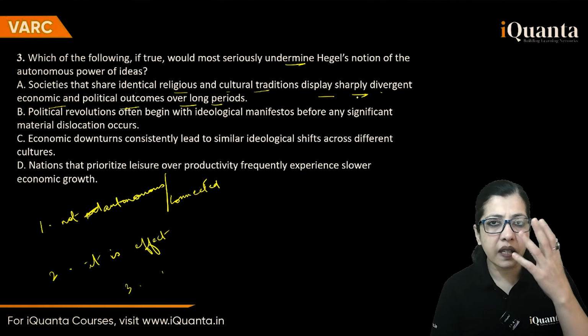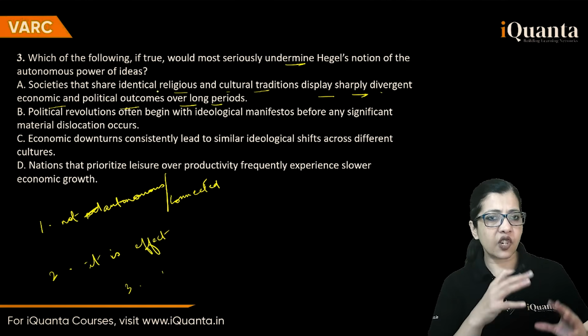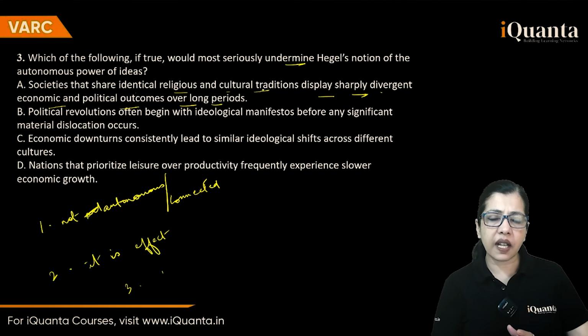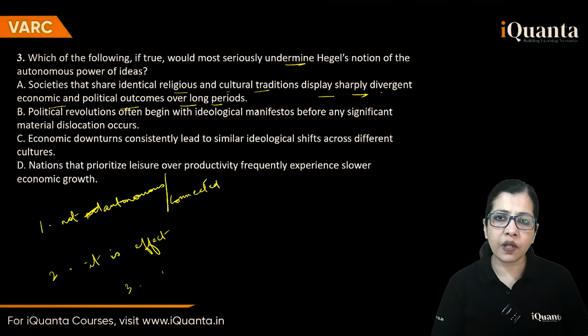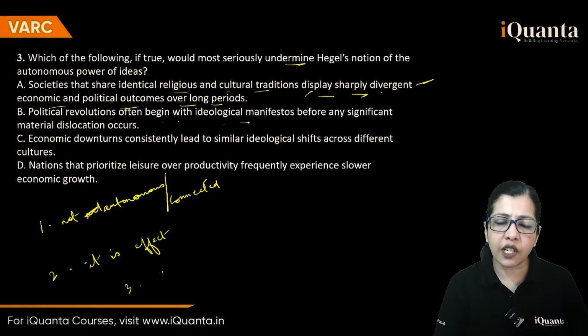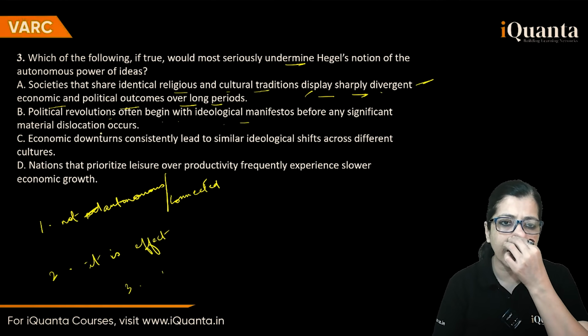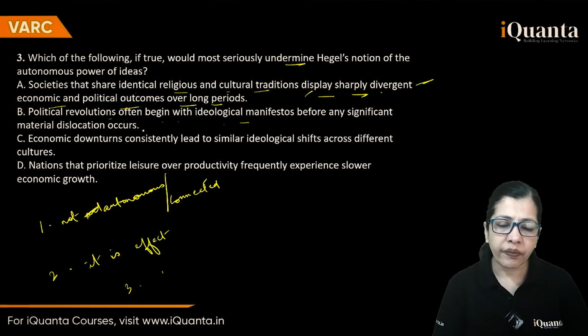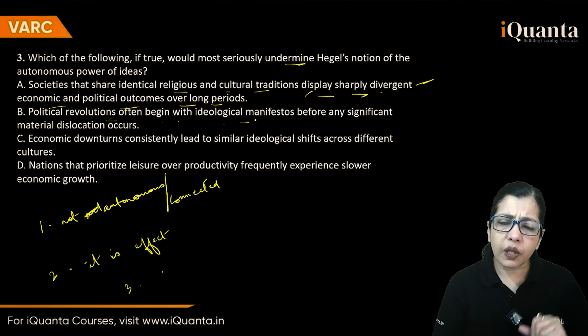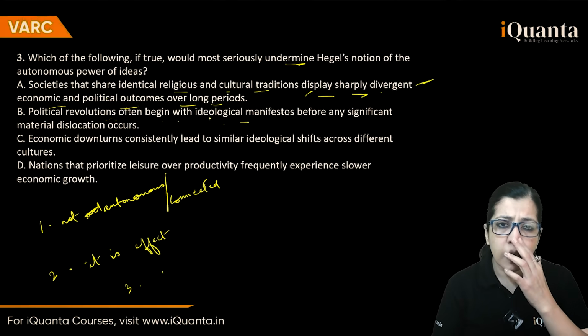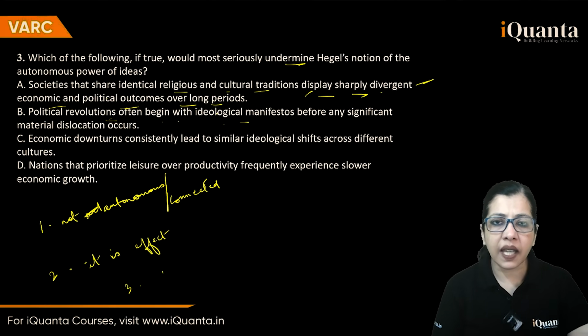If we look at this, it can easily weaken it. Societies share the same religious and cultural traditions, yet they were not unified. They diverged. So this can weaken. Okay, I'll keep this. Political revolutions often begin with ideological manifestos before any significant material dislocation occurs. Now, political revolutions begin with what? Ideological manifestos. He also said the same thing, right? He did not say that political revolutions begin with something else. So this is not weakening him.